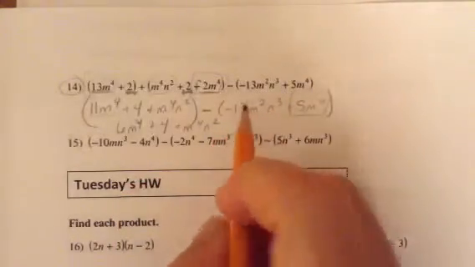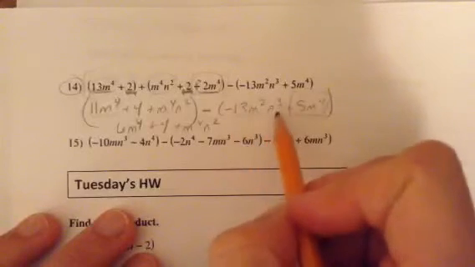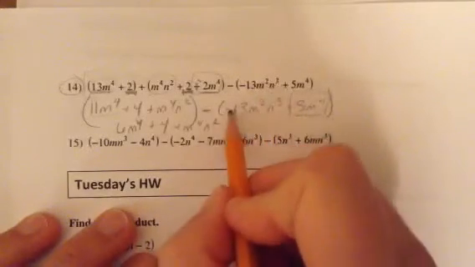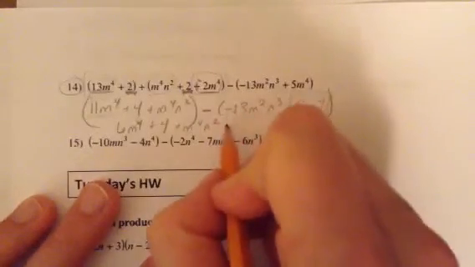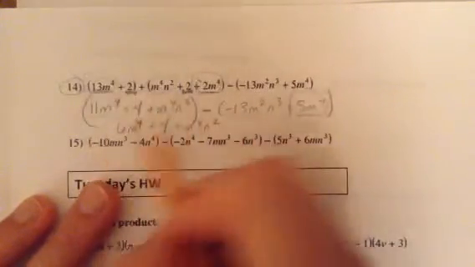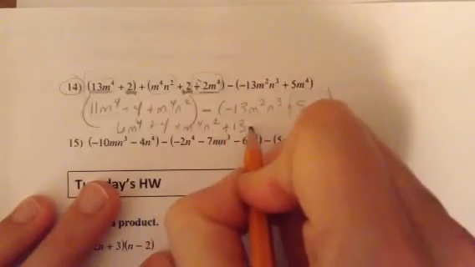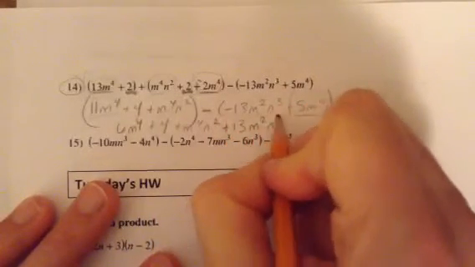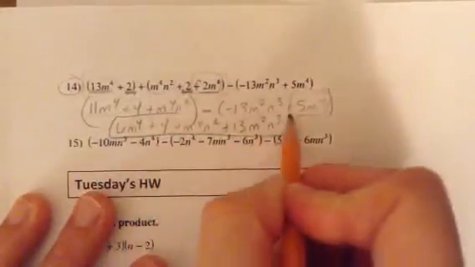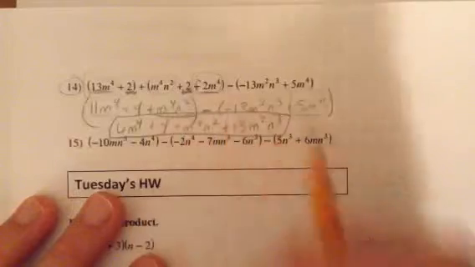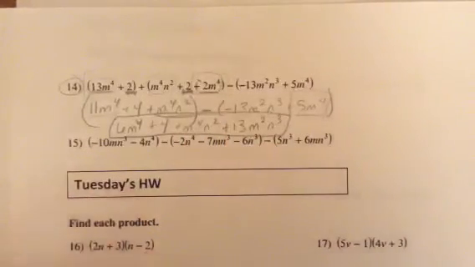And so now the big thing is that I need to subtract a negative 13m squared n to the third. And subtracting a negative is the same thing as adding a positive. So it's like I have none of them over here and then I'm taking away a negative. So I end up with positive 13m squared n to the third. So this is my final answer. I've combined all the like terms that I can. So I'm done with that.